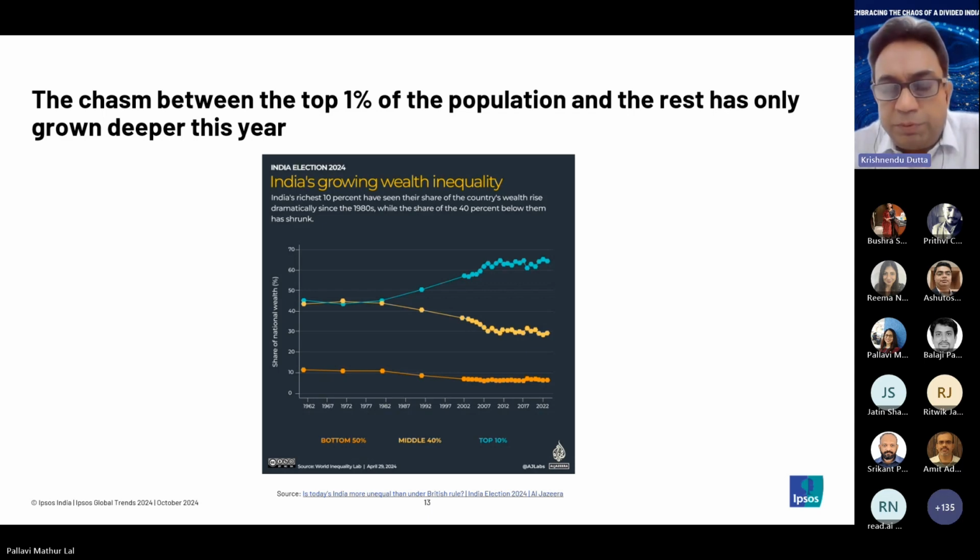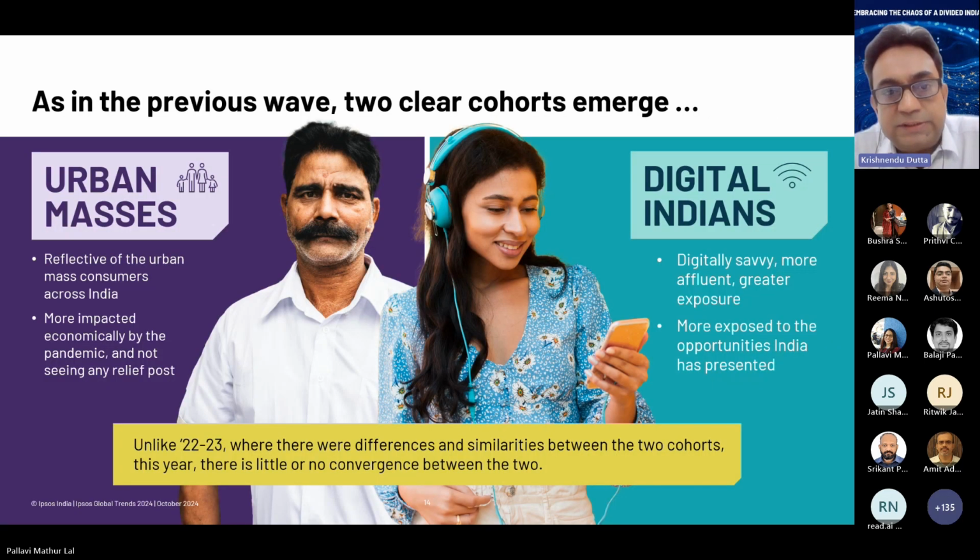Now, for those of you who have been with us on this journey from the previous wave, there are two clear cohorts which emerge. Amit spoke about the growing chasm between the top 5-10% of the wealthy affluent and the middle 40 and the bottom 50 and so on. The two cohorts which clearly emerge as important lenses, the eyes through which we will look at the India story, are the urban masses on the one hand and the digital Indians on the other.